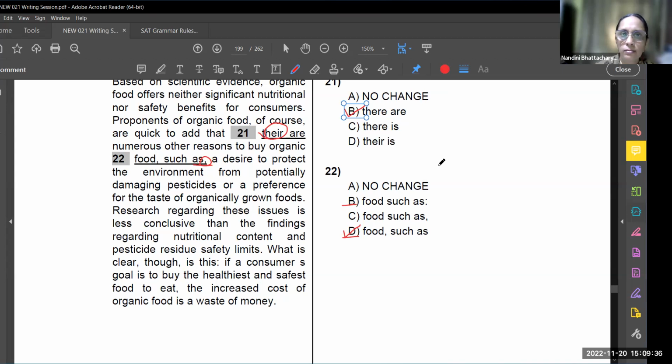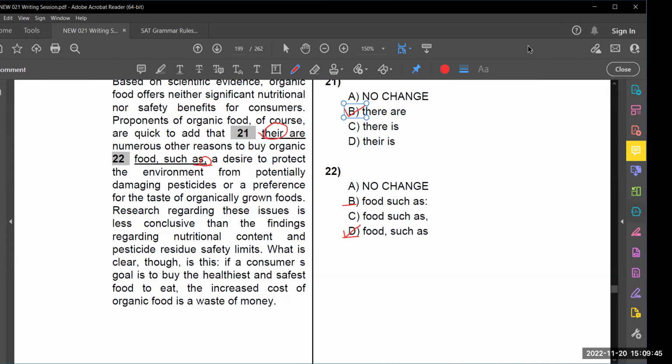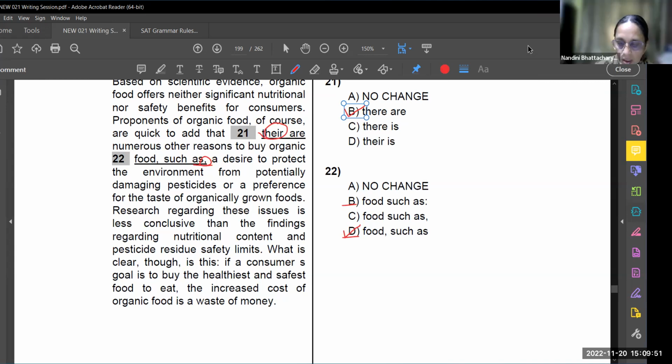Ma'am, I gave option B. I didn't understand the explanation that was given for the answers. What is a non-restrictive list and a restrictive list? I didn't understand that part. So, anyway, you have such as. Whenever such as comes up, you know you don't need a comma after such as, and that's the point that we were dealing with.